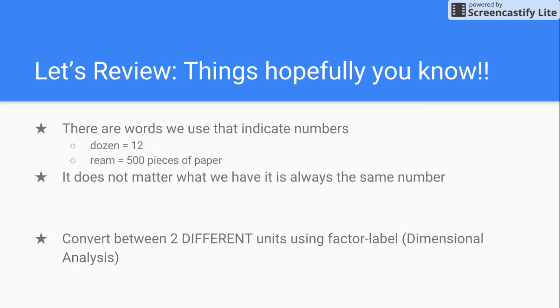If I tell you I have a dozen donuts, you should know that there are 12 of those donuts. Same thing if I have a ream of paper, I have 500 pieces. So those are things that we remember and use as conversion factors. They mean the same thing. It's just they're two different units.